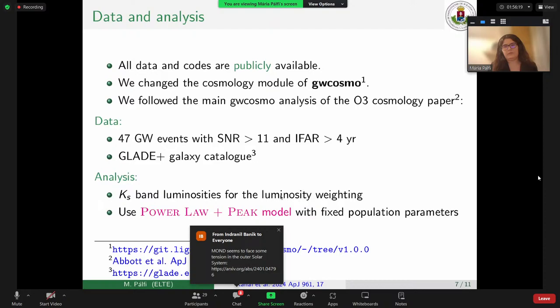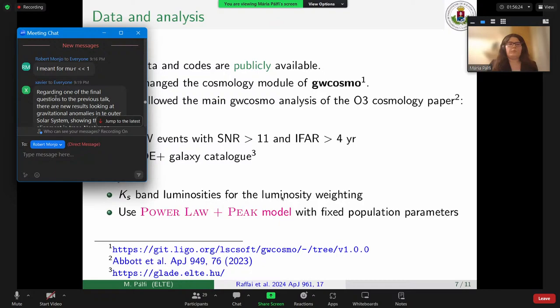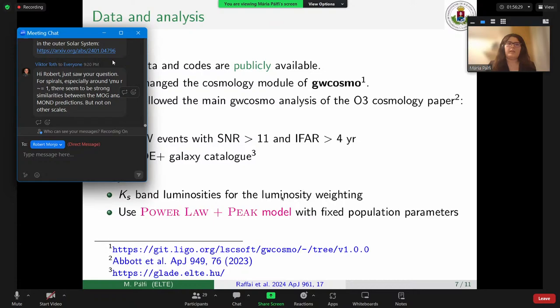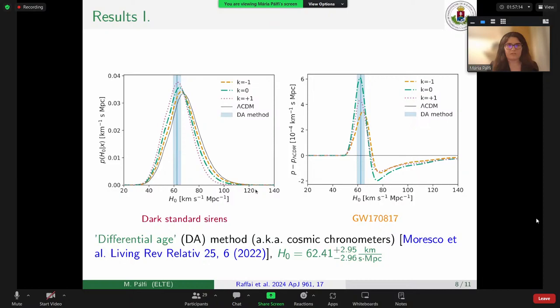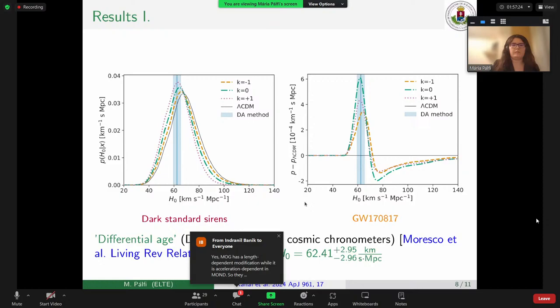We only used publicly available data and codes, and we followed the main GWCosmo analysis of the O3 cosmology paper of the LIGO Virgo KAGRA collaboration. We weighted the galaxies according to their K-band luminosities. This means that galaxies that are more luminous in the K-band are more likely hosts of gravitational wave events. And we use the power-law plus peak model to describe the primary mass distribution of black holes. Here you can see the posterior distributions of the Hubble constant for the dark sirens and for GW170817, which is the only bright siren.